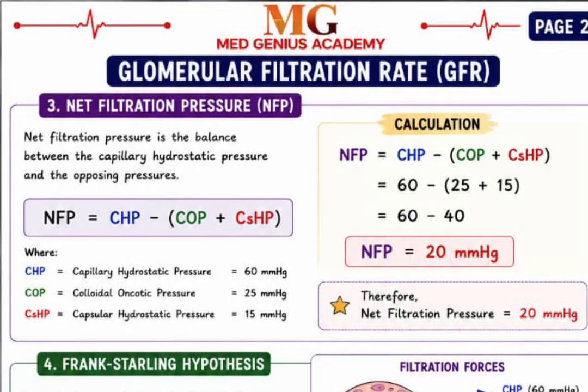So the higher the capillary hydrostatic pressure, the higher the net filtration pressure. So when you increase the capillary hydrostatic pressure, the net filtration pressure increases. You get it now? But when you increase the opposing pressure, when you increase the colloidal oncotic pressure, or you increase the capsular hydrostatic pressure, what will happen? There will be a drop in the net filtration pressure.